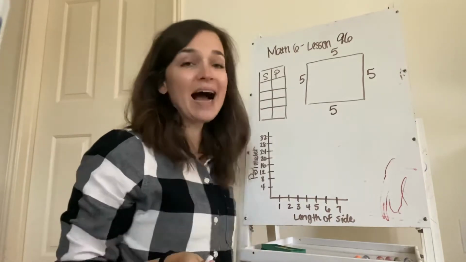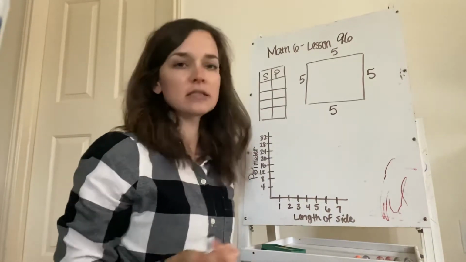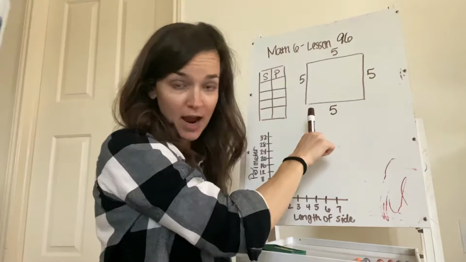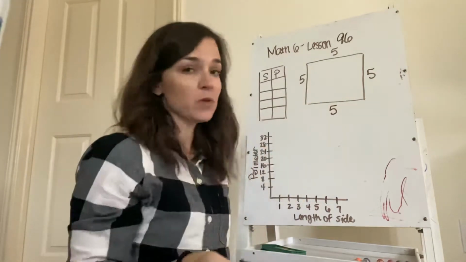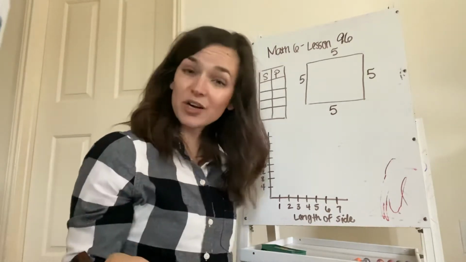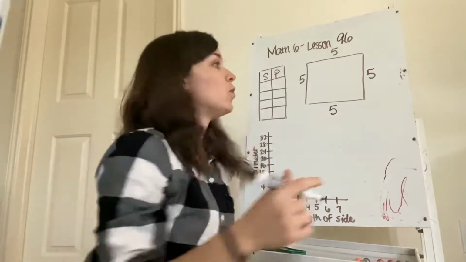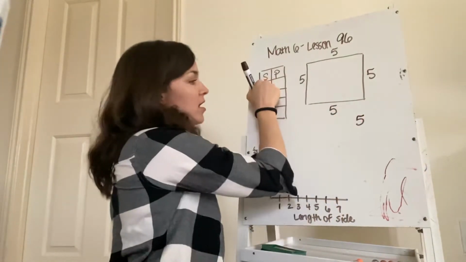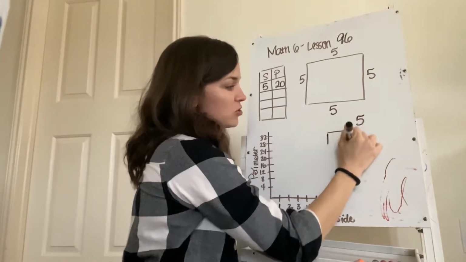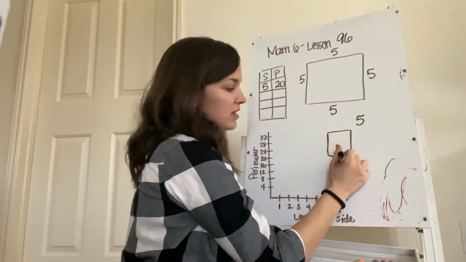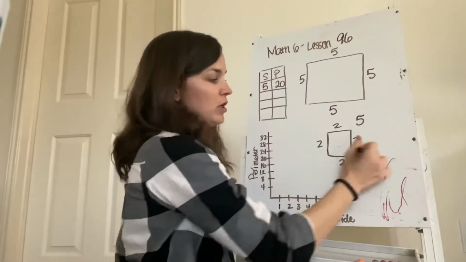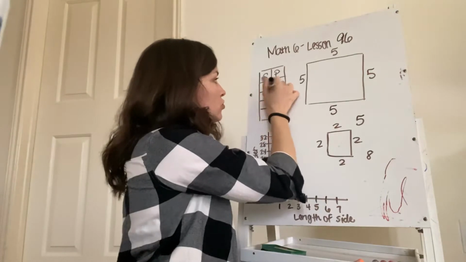Once we've identified that, I could easily say 5 plus 5 plus 5 plus 5, because perimeter is the rim around a figure, right? So 5 plus 5 plus 5 plus 5 gives me 20. So the perimeter is 20, which would be correct. But if we wanted to determine a pattern that we know would work every single time, with 5 being our side length and 20 being our perimeter, what if we tried this with a different size square? What if we went with a square that had lengths of 2, 2, 2, 2? Well, 2 plus 2 plus 2 plus 2 gives me 8. So 2 gives me 8.